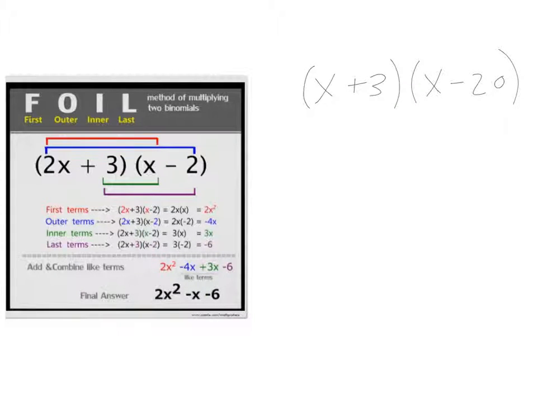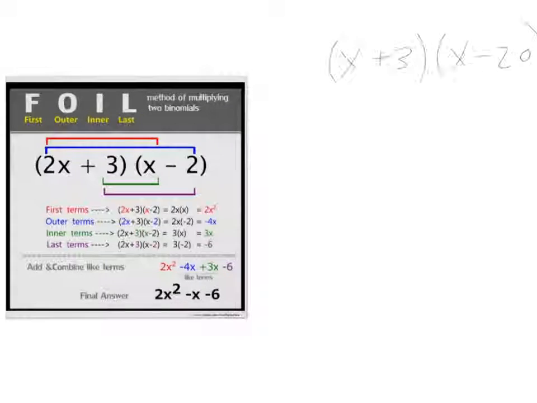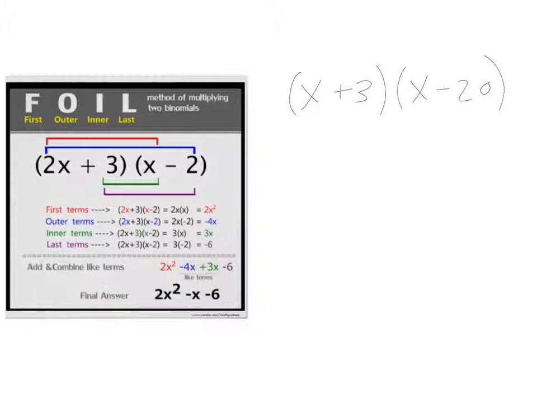All right, guys, in this one, we're going to take a quick minute just to review FOIL. And when we do FOIL, what we do is first, outside, inside, last. As you can see from the picture on the left-hand side, FOIL is just an acronym, and it reminds us what steps to multiply these two binomials. Your first two terms are x and x, and what we're going to do with these two terms right here is multiply them. When we multiply variables, we add the exponents. So this becomes x squared.